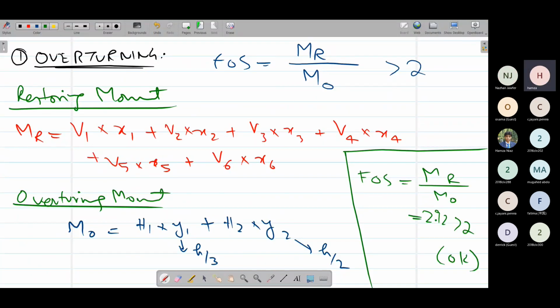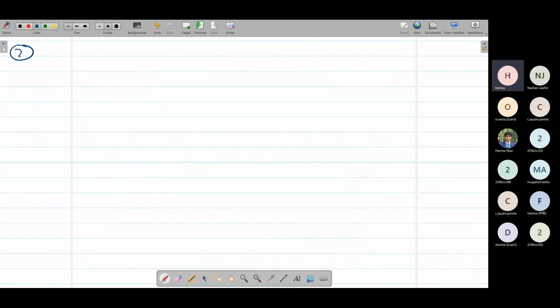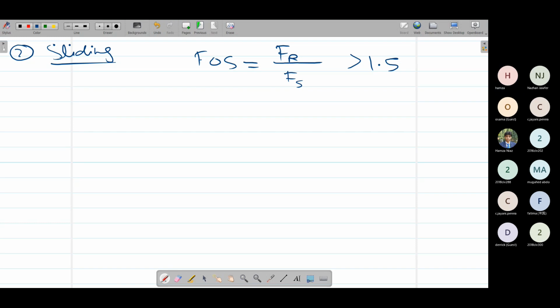Okay. So the second check we have to apply is the sliding check. In the same way, we are going to calculate the factor of safety. That would be the resisting or restoring forces, and now we are only going to use the forces, not moments, divided by the sliding forces. So it should be greater than 1.5. This factor of safety should be greater than 1.5. So first we have the restoring or resisting forces.